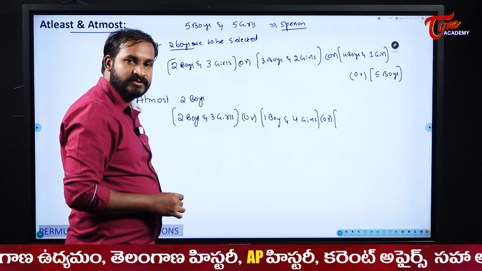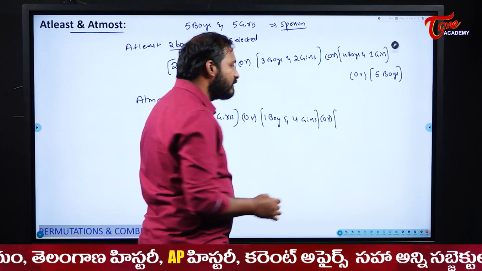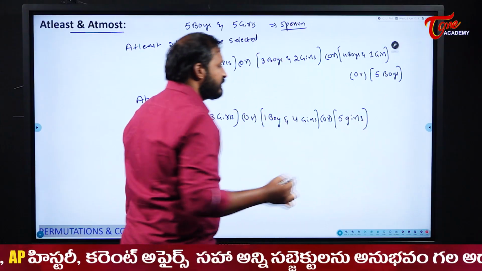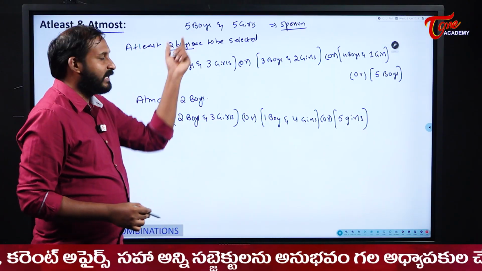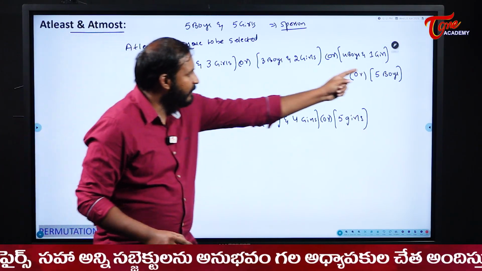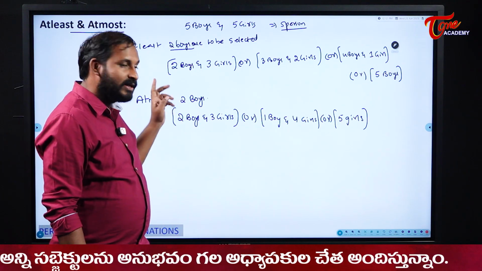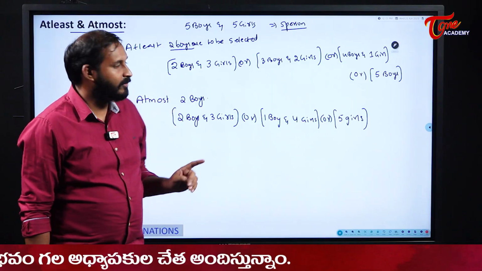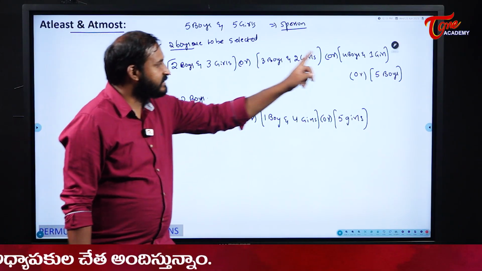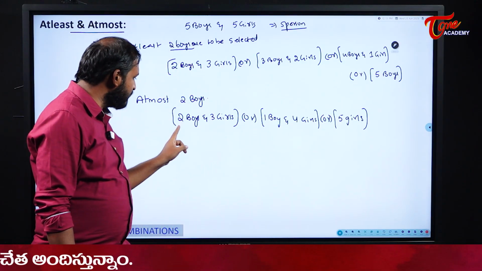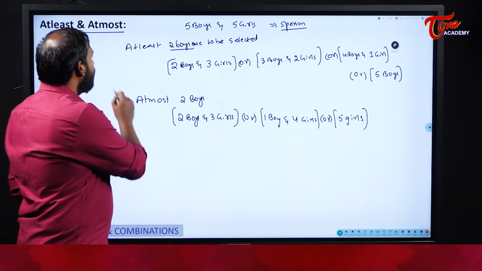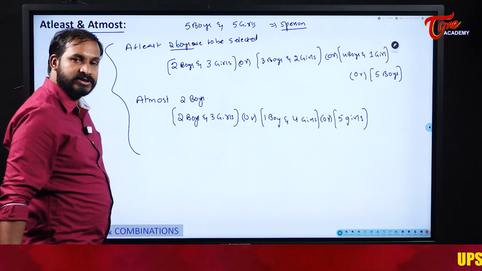No boy at all means 0 boys, so all the 5 are girls. All the 5 people are girls. Understood the difference? In at least we will go from minimum to maximum. In at most we will come down from maximum to minimum. Minimum is 2, maximum is 5. Here maximum is 2, minimum is 0. This is the meaning of at least and at most.